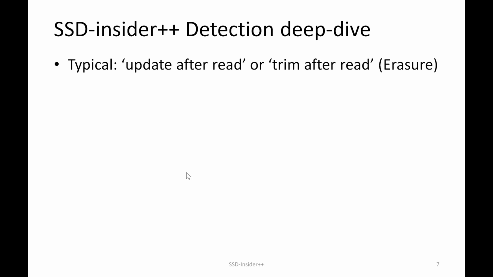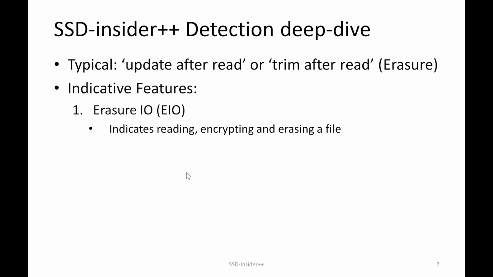Now, the typical update after read or trim after read together is termed as erasure here, right? Now, the different metrics or features the authors have proposed to identify the ransomwares, there are 6 such features. We are going to study each one of them, right? The first one is erasure IO. How many times the update after read or trim after read have happened, right? So this would indicate that the file has been read, encrypted, and erased potentially.